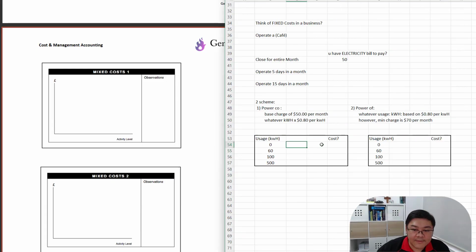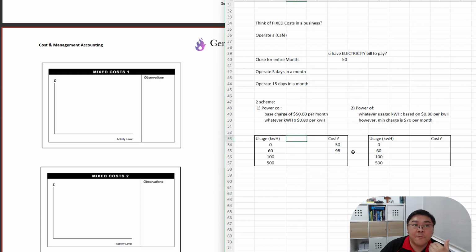Okay, so let's see how we calculate the amount. If your base charge is $50, then whether you're using or not, you're going to start with 50. So even with 0, it's going to be 50. Now what will happen if your usage is 60 kilowatt hours? How much will it be? What's the answer that you're getting? Do you get 98? How do we actually get the answer?